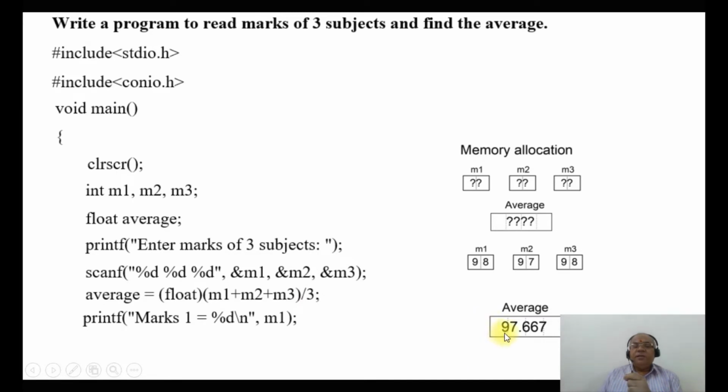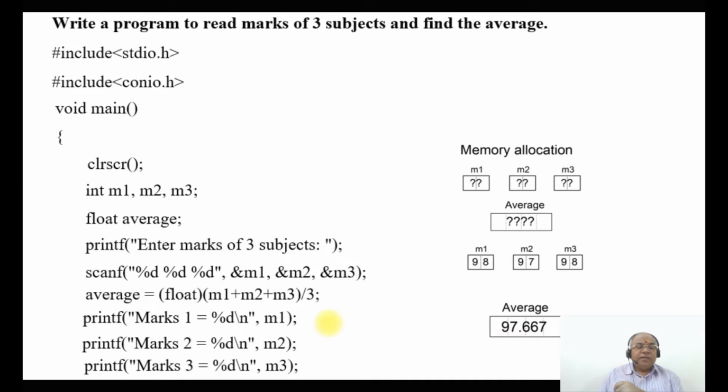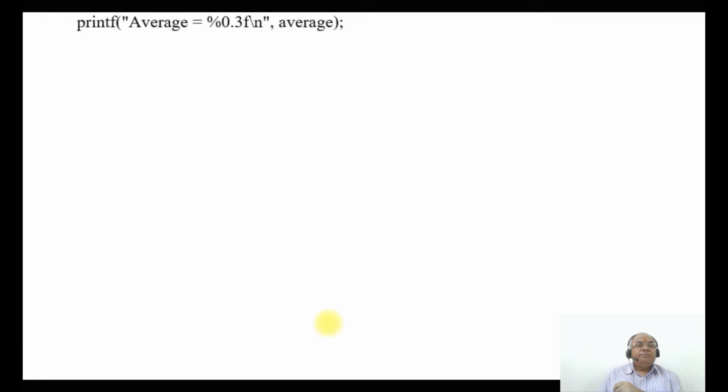So the result will be 97.667. So printf("Marks 1 = %d\n", m1); then printf("Marks 2 = %d\n", m2); and printf("Marks 3 = %d\n", m3); then printf("Average = %0.3f\n", average); then the getch function. So what is going to be the output?